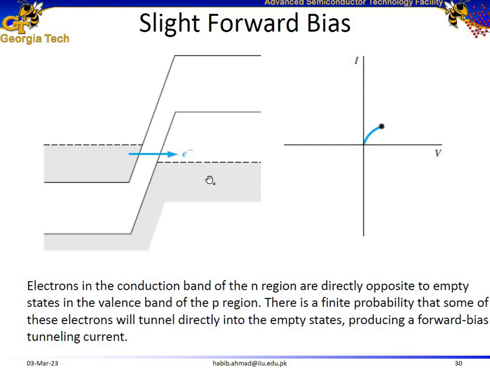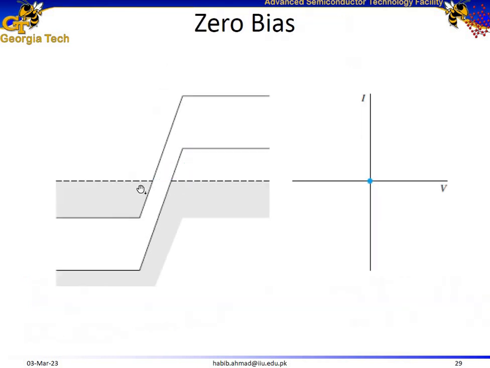But now we got a significant scenario. In this scenario, we have empty states over here on the P side, which are directly opposite to a bunch of electrons on the N side. So it's like water level. If the water level is the same, water is not going to flow from one side to the other side, right?